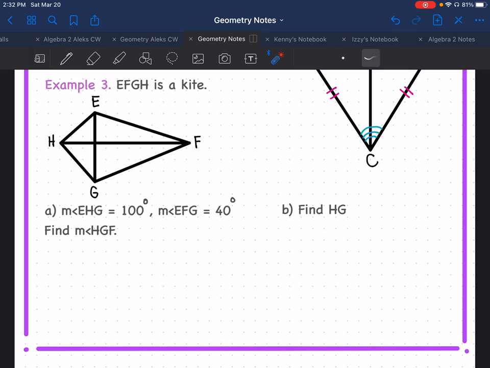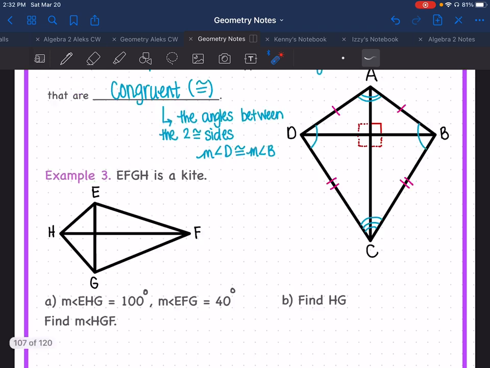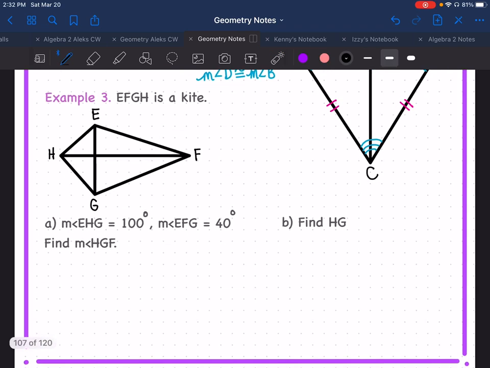Okay, here we go. Let's go ahead and mark this, because if we don't mark it, we won't know what we're doing. Angle EHG. EHG. That's this one right here. 100 degrees.